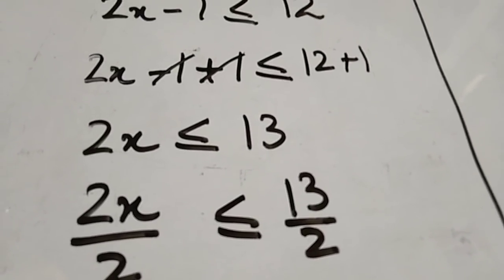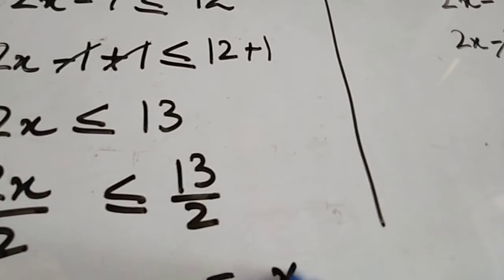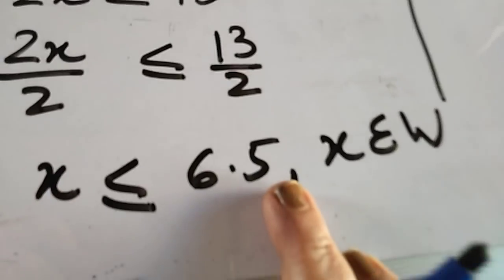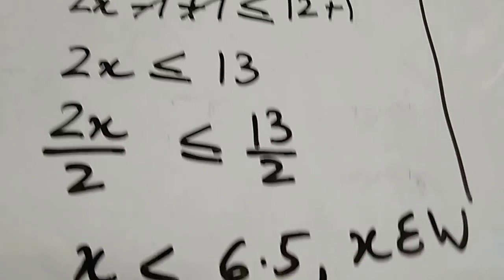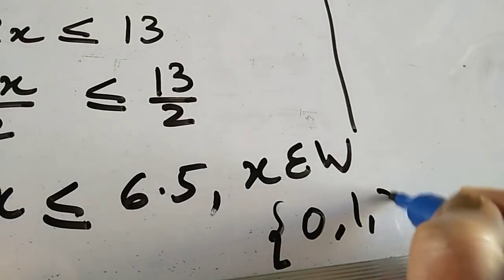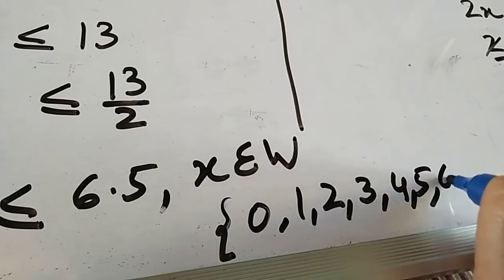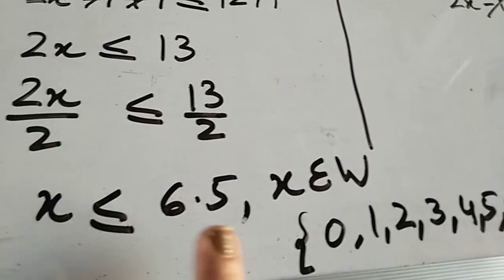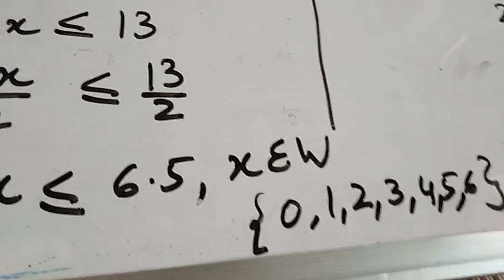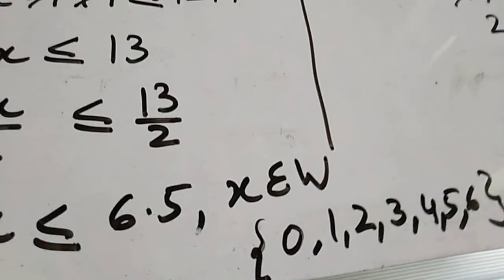Yes, so x is less than or equal to 13 by 2, which means 6.5, and x is a whole number. X belongs to whole numbers. So which are the whole numbers less than or equal to 6.5? So the solution set is 0, 1, 2, 3, 4, 5 and 6. 6 will be included, but 6.5 is not a whole number. The whole numbers less than 6.5 are 0, 1, 2, 3, 4, 5 and 6.